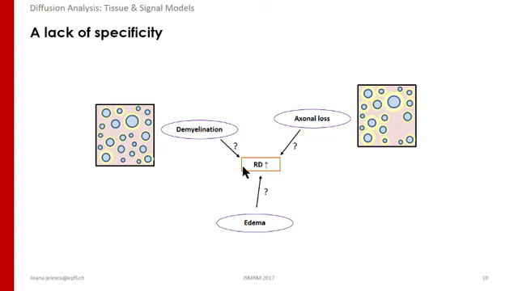Now, the main problem with these signal representations, as I've mentioned, is the lack of specificity. So, for example, if you measure in your white matter an increase in radial diffusivity, what does this mean? This could be the result of demyelination, axonal loss, edema, et cetera. Here I haven't even listed all the possible phenomena that could lead to an increase in your radial diffusivity. And while you're sensitive to a change actually going on, you're unable to tell how the microstructure is specifically changing.